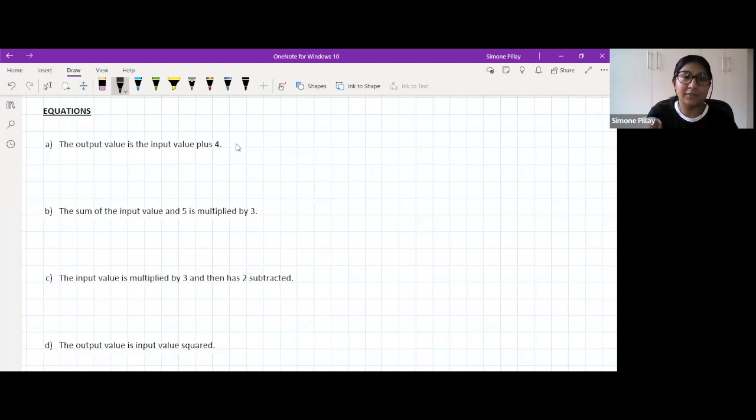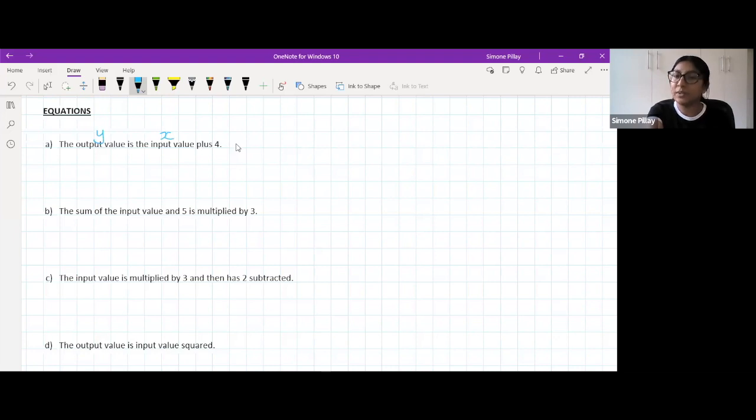If I have this first example over here, we're looking at A. It says my output value. Immediately, what do I know about an output value? My output values are usually Y values. So they are telling me that my output value is the input value. What does input value usually tell us? It usually tells us that it's X plus 4. So that was just output and input.